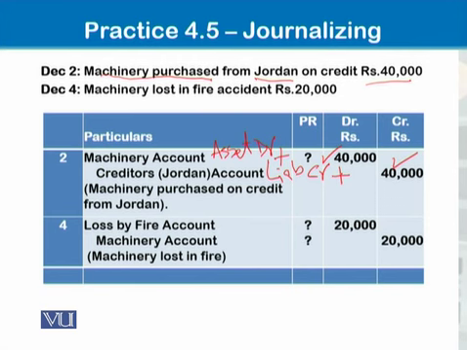Well, machinery lost in fire accident. So a part of machine which is of 20,000 has been lost by fire. So loss by fire is a loss which is in fact our expense. Main head is expense, nature is debit, and our expenses are increasing. Losses are increasing means our expenses are increasing, therefore should be debited. And machinery, which was our asset, debit group, yes, there is a decrease in our machine because the machine has been lost, should be credited. Okay.